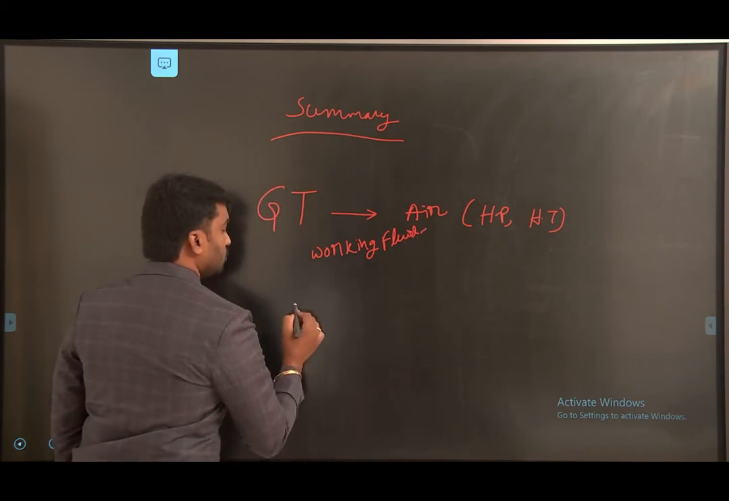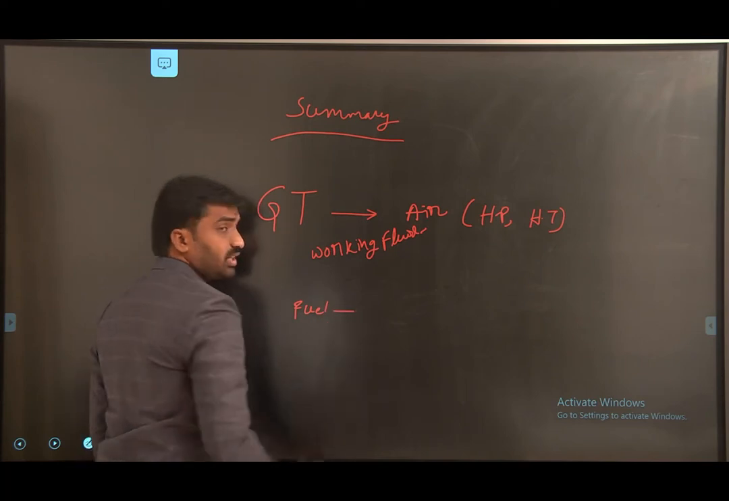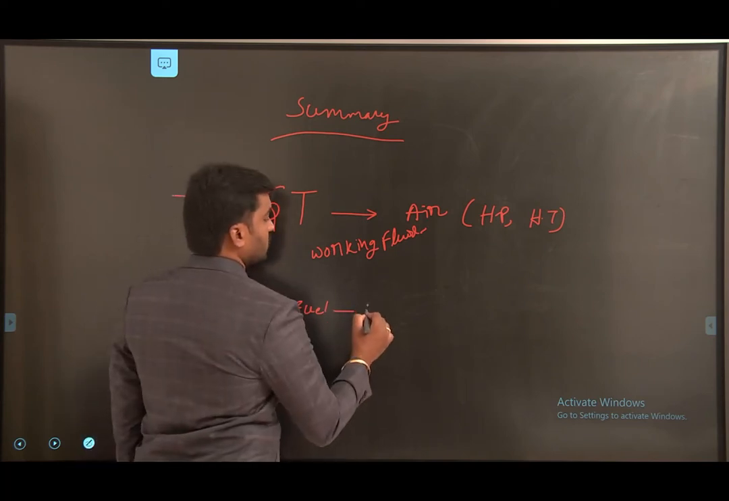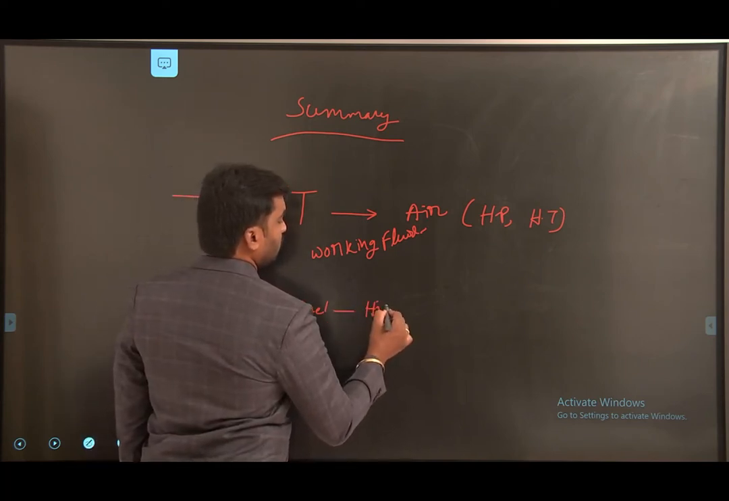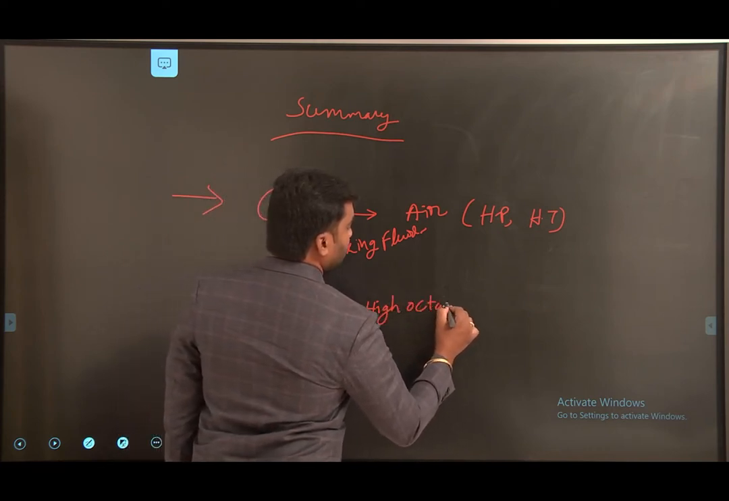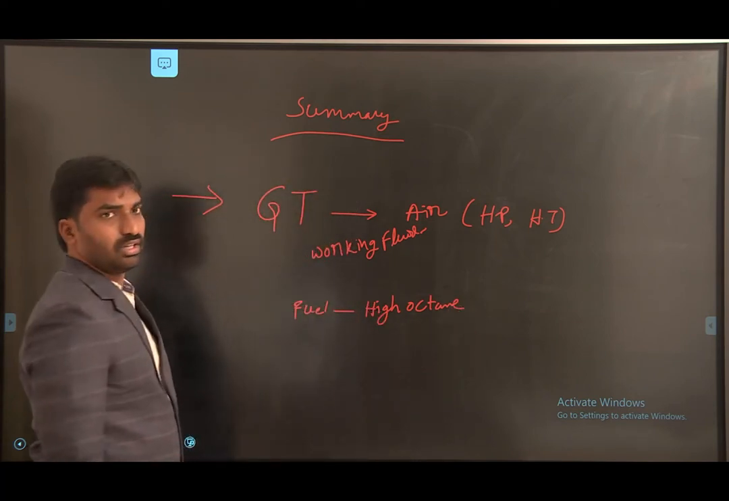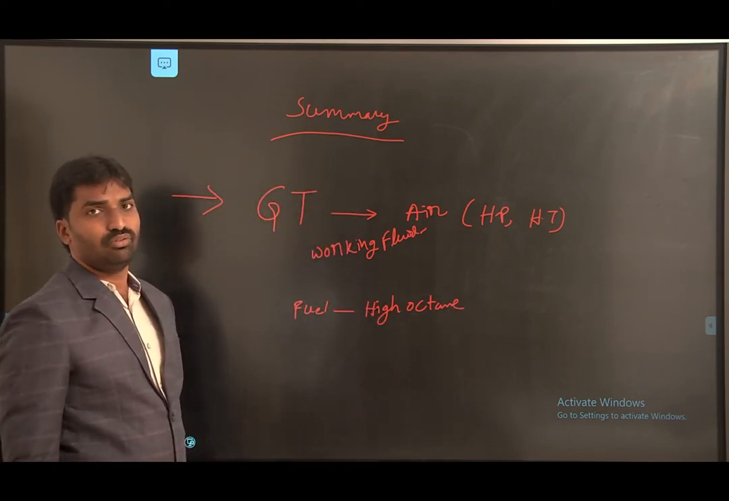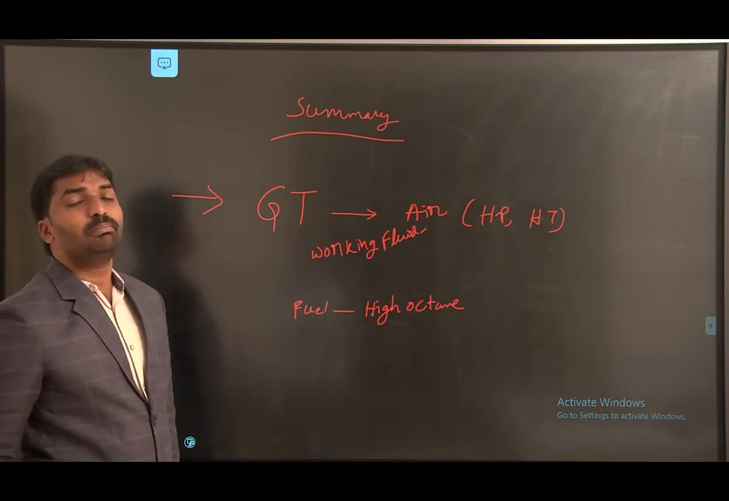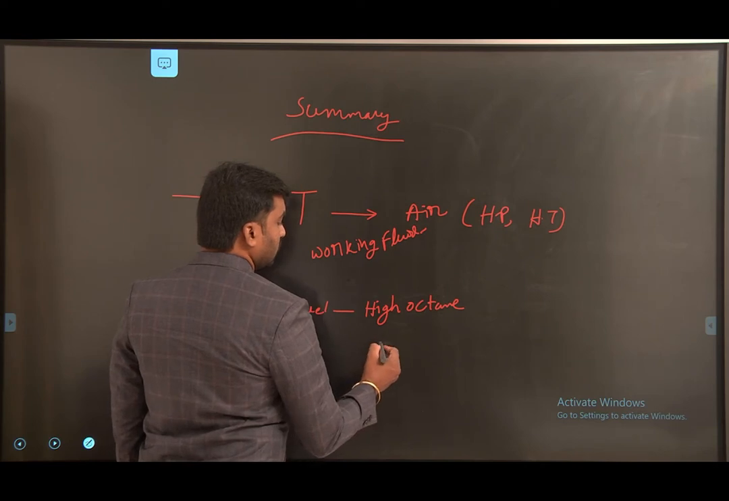What about the fuel? The fuel we use in gas turbine power plants is generally high octane fuels. Generally, petroleum or gasoline fuels have high octane numbers, and gaseous fuels also have high octane numbers. Preferably, in gas turbine power plants we can utilize natural gas.